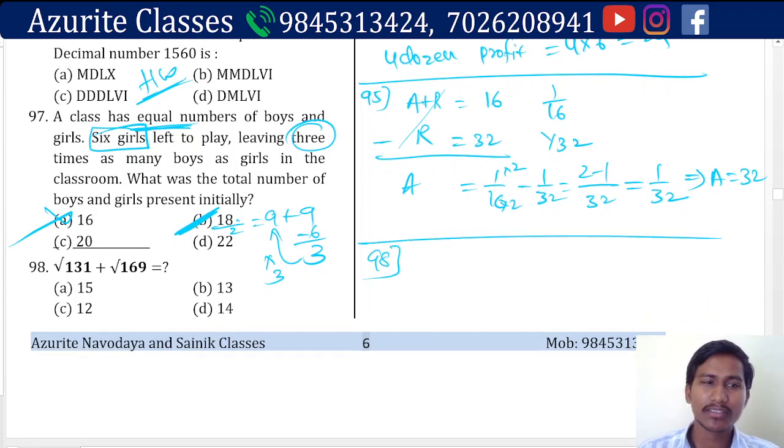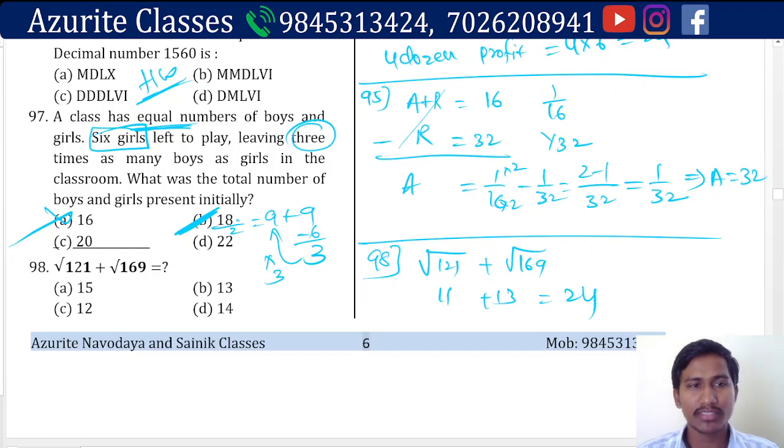So what is the question here? Root of 131 plus root of 169. That is maybe mistyped. You take it as 121 and root 169. So 121 is the square of 11 and the root of 169 is 13. So 11 plus 13 is 24. So that is not there in the options. Okay, just a minute.